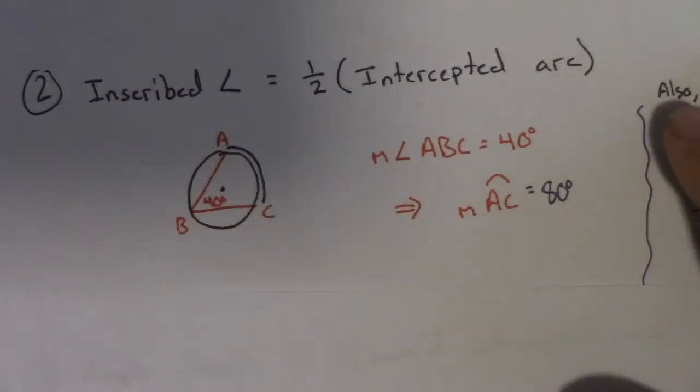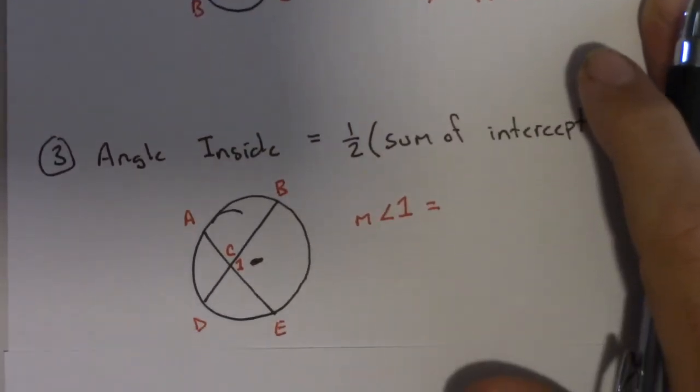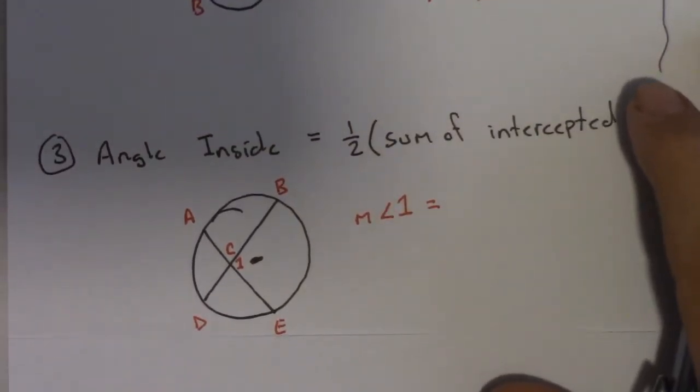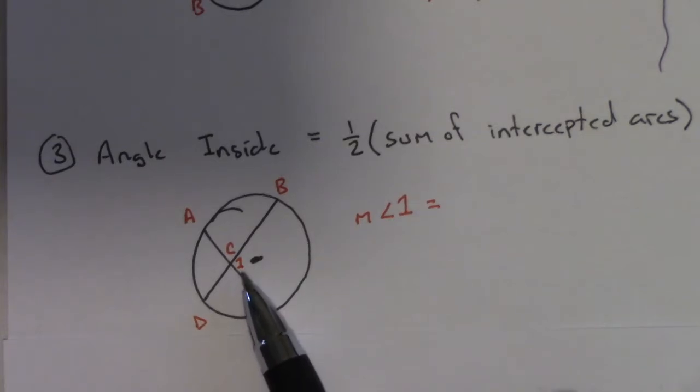In addition to central and inscribed angles, we could have what I'm going to just call angles inside. This is what happens whenever you've got chords that cross each other, diameters cross each other, secant lines cross each other, all kinds of different things. And so say for example, I wanted to talk about this angle 1 right here. Well, in order to do that, I need to look at the sum of its intercepted arcs. And you might be saying, what do you mean by intercepted arcs?